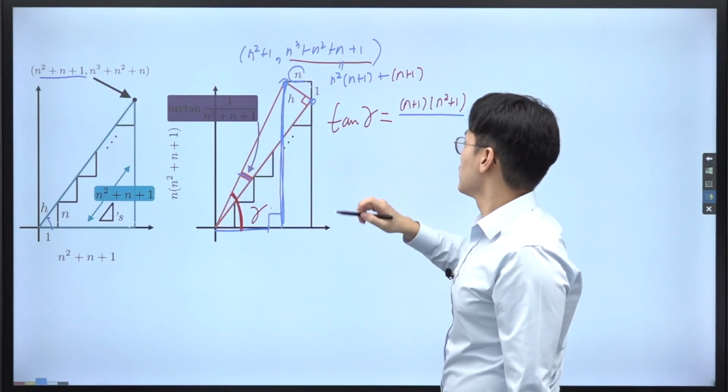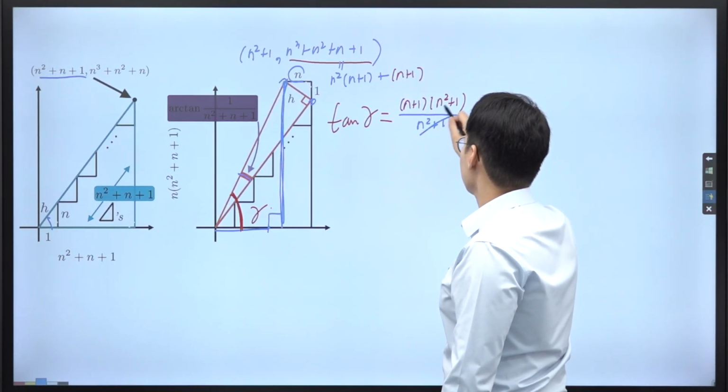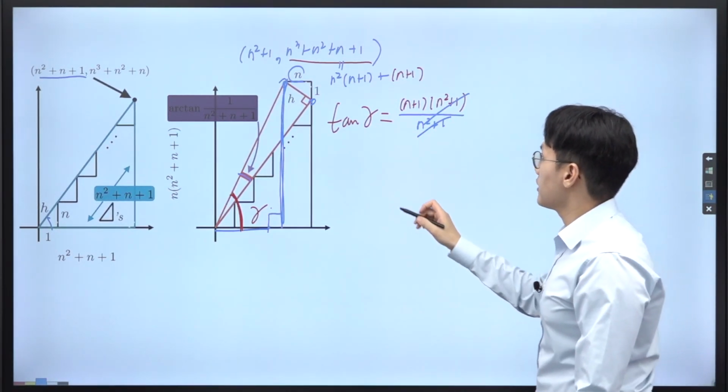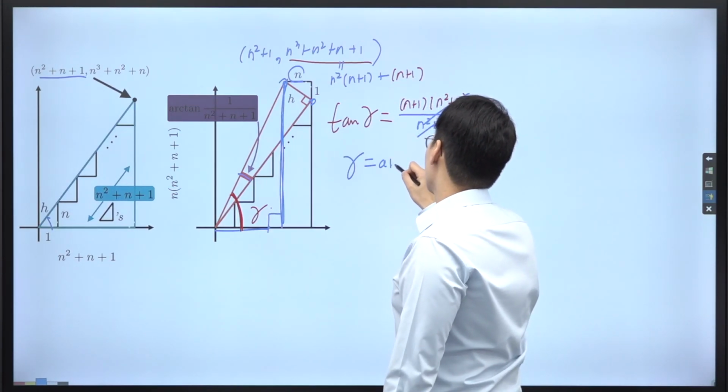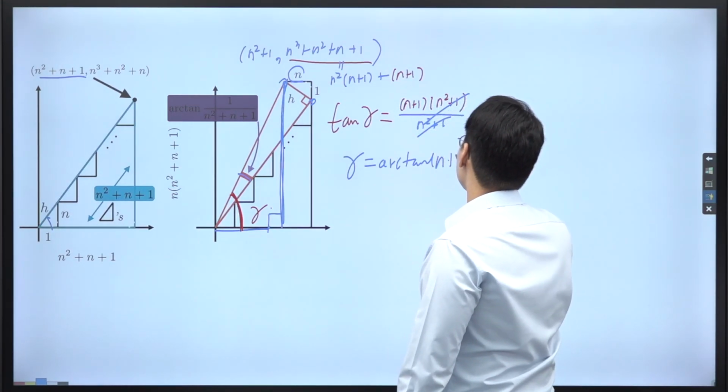Over, and if you look at the denominator, that's going to be n squared plus 1, and that's lovely because I can actually cancel this out, right? So then I have gamma being who? Arctangent of what is it? n plus 1. So that's great.